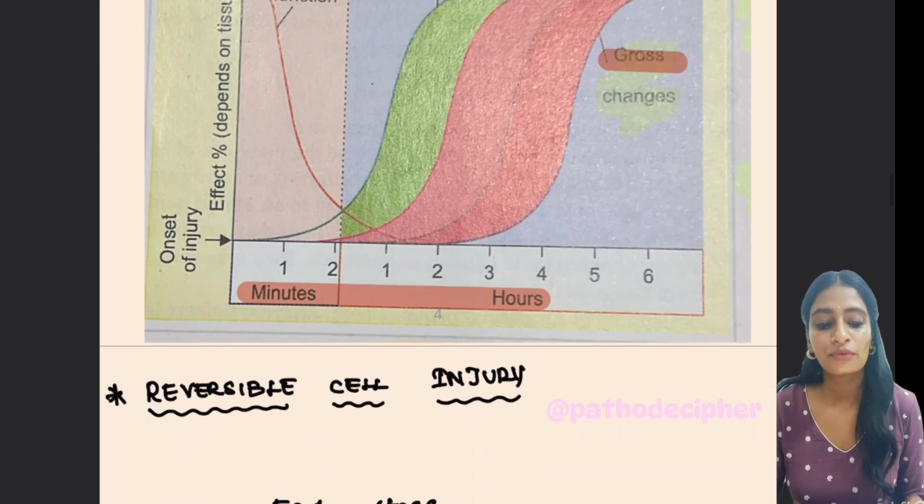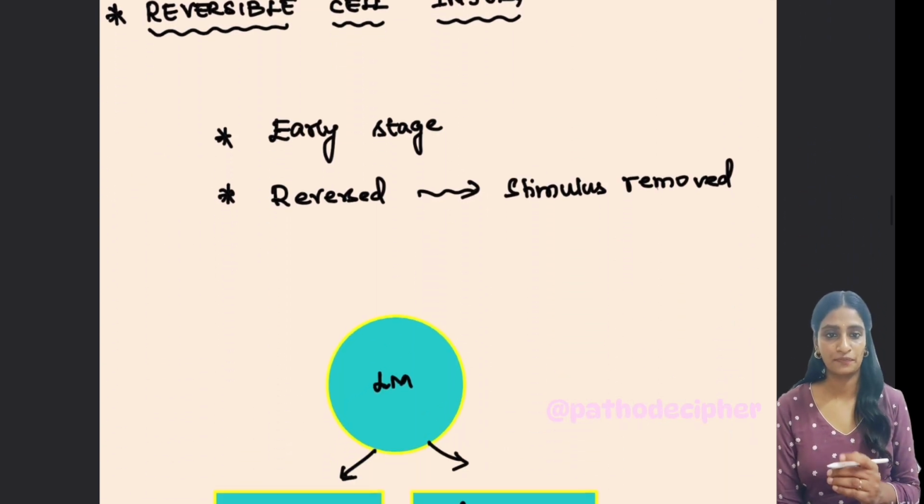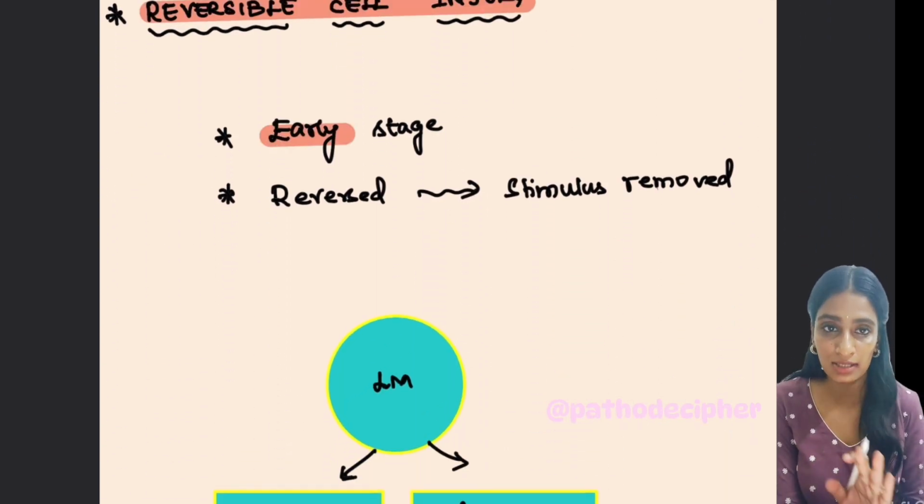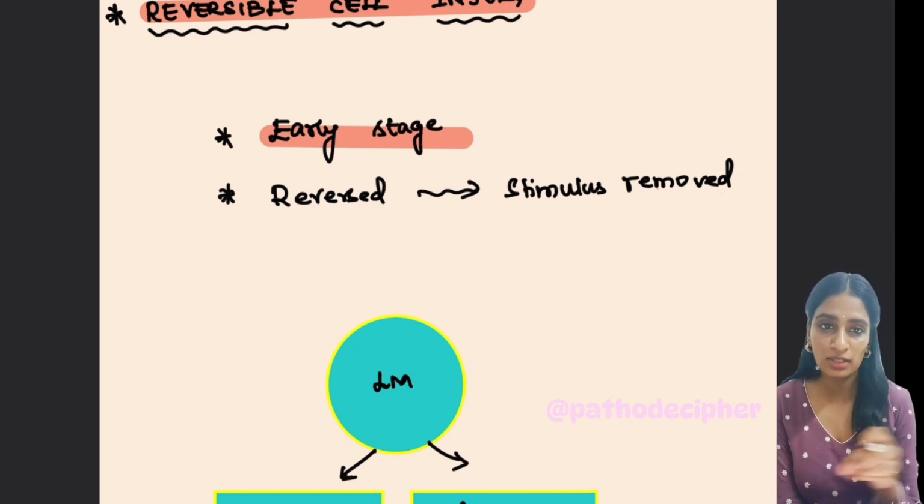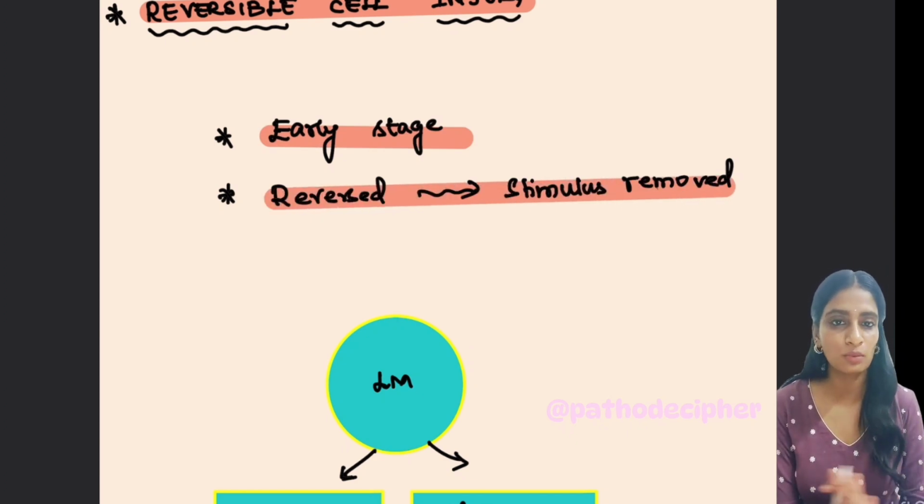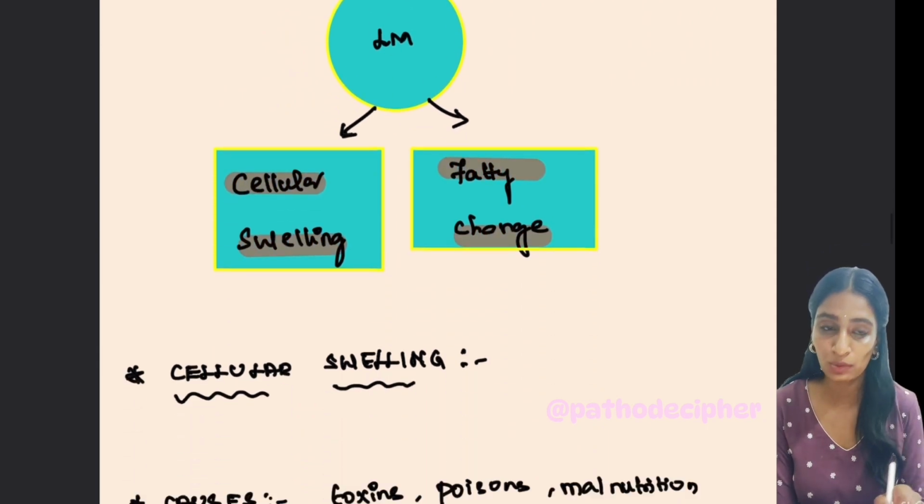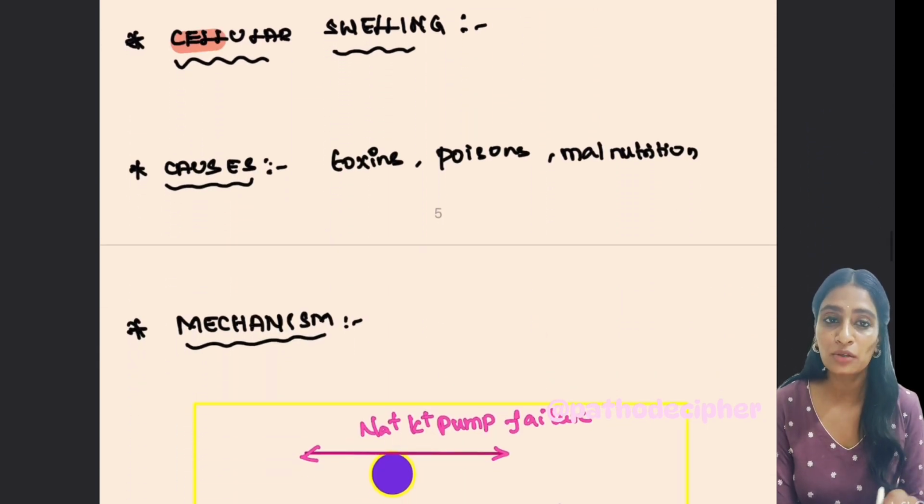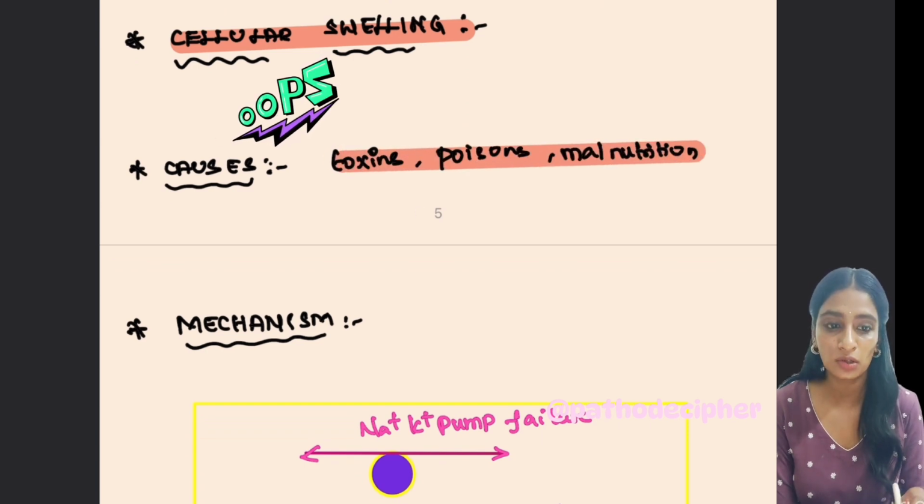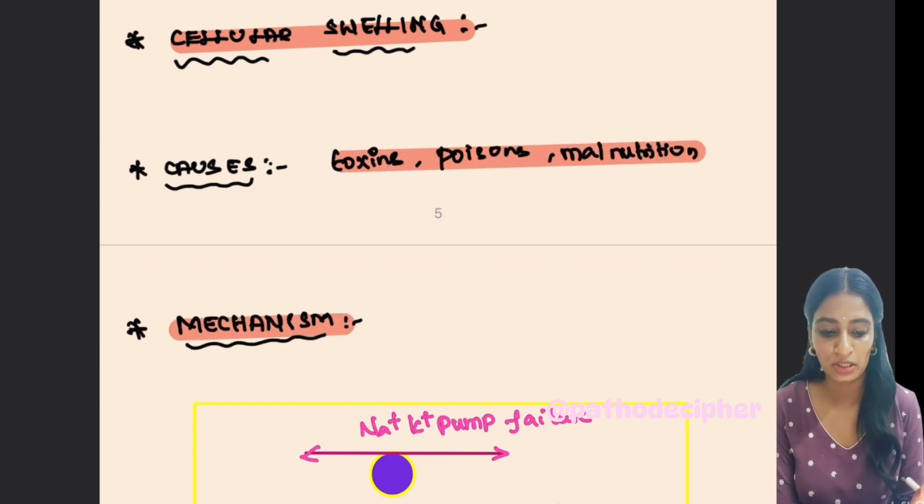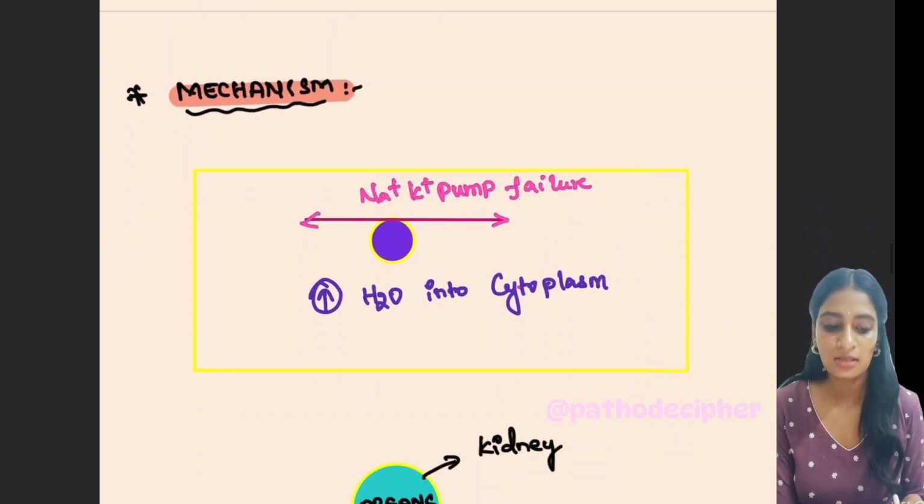Okay, so first, coming to reversible cell injury. Reversible cell injury is the early stage, where if the stimulus is removed, then the cell will return to normal. The light microscopy features are shown in two forms, that is cellular swelling and fatty change. Coming to cellular swelling, the main causes are toxins, poisons and malnourishment. What is the mechanism behind this?